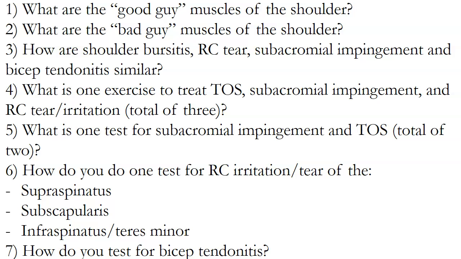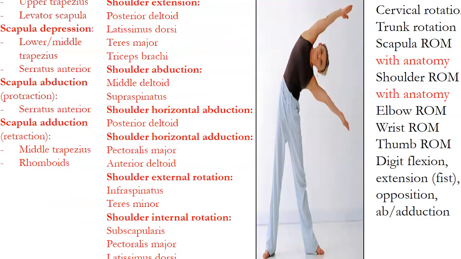Subscapularis. That's for internal rotation. The Gerber lift-off, G-E-R-B-E-R, they're all right in the treatment box. Gerber lift-off test. And then for the infraspinatus and teres minor, the infraspinatus test, which is basically just manual muscle testing of the infraspinatus. How do you test for bicep tendinitis? That's the Speed's test.